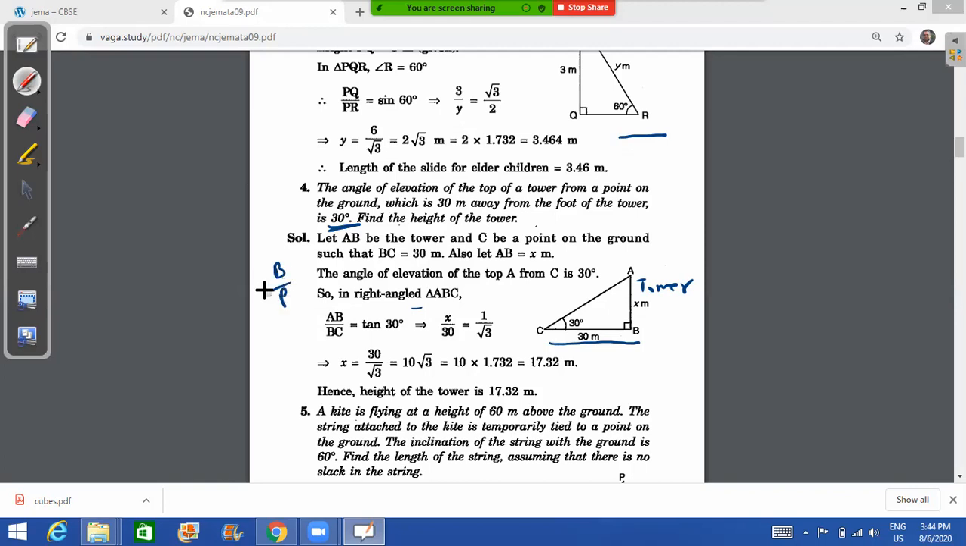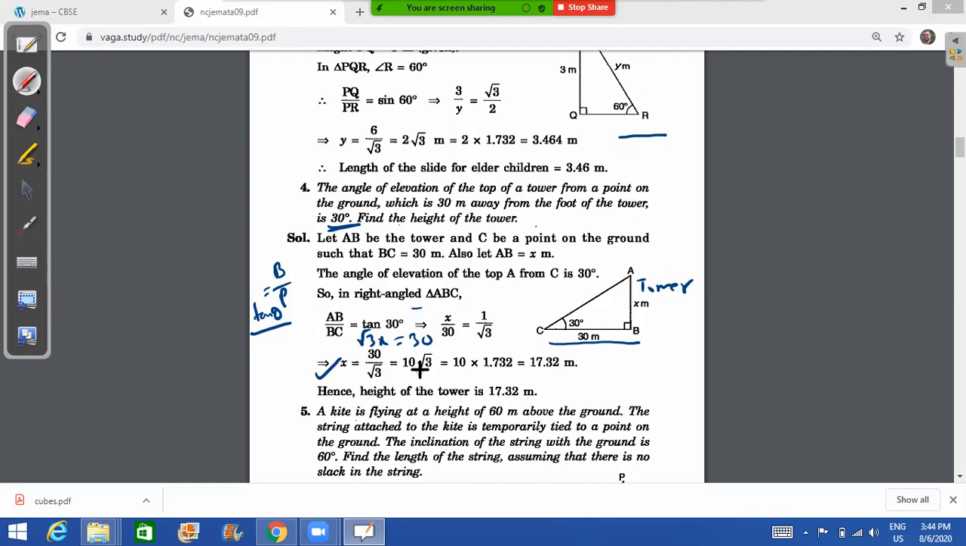Base and perpendicular are related by tan, so I'm going to use tan theta. Tan theta is perpendicular by base. Sine and cos cannot be used because the hypotenuse is not given, nor do we have to find it. So tan 30 is perpendicular by base, and tan 30 is 1 by root 3. Perpendicular is x upon 30. Cross multiply, and we get root 3 x is equal to 30. So the value of x is 30 upon root 3.